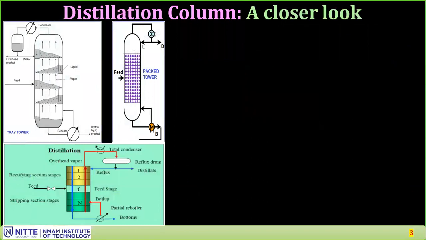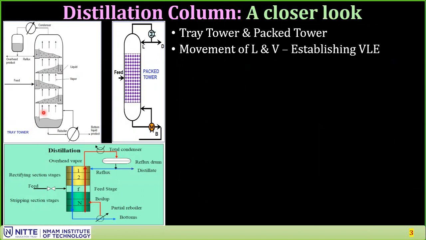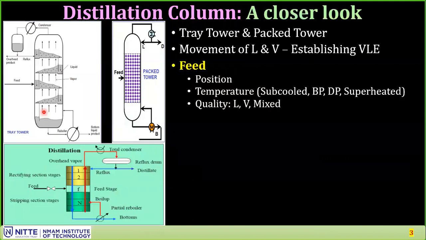Now just have a closer look at the distillation column. You can think of two different types, that is tray tower and packed tower, which are commonly used for continuous distillation operation. Whether it is a tray tower or a packed tower, you have liquid and vapor moving in a countercurrent direction, and they establish the vapor-liquid equilibrium. Usually the feed is fed at a particular location, and the explanation remains almost similar.